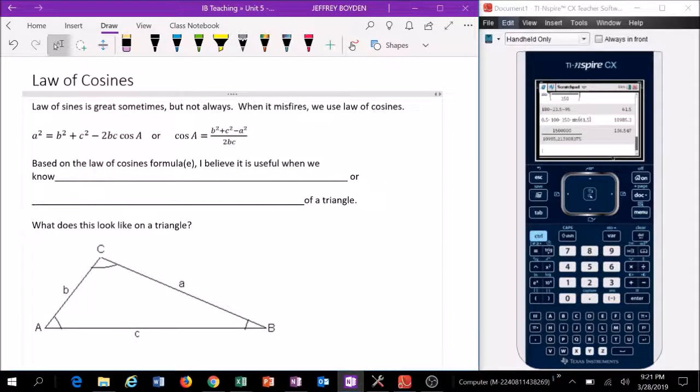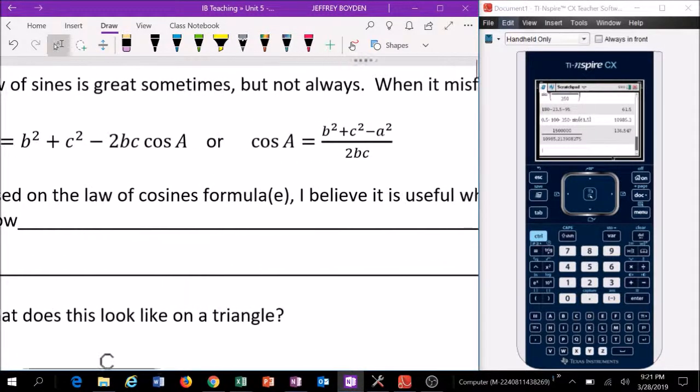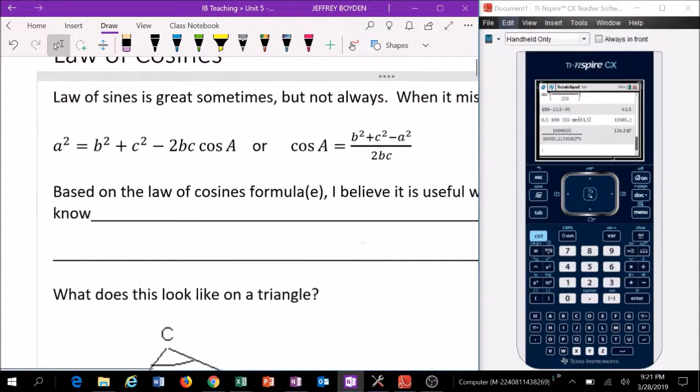So what we're going to start out today, and I'll zoom in here in just a second, is take a look at the actual laws themselves. I want to give you a second to write those down. When you're ready, hit play again. So you need to pause now.